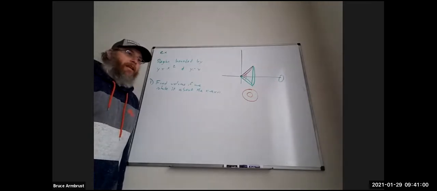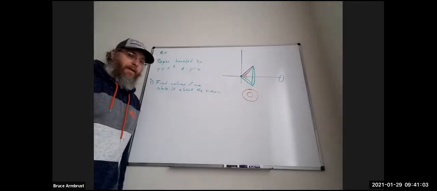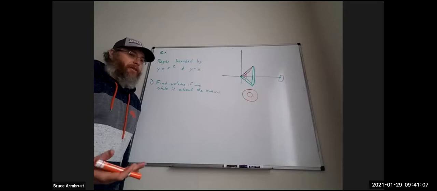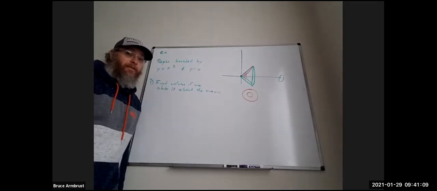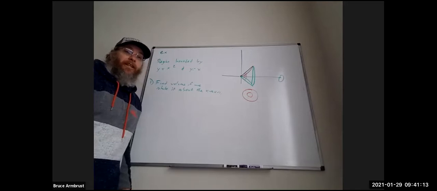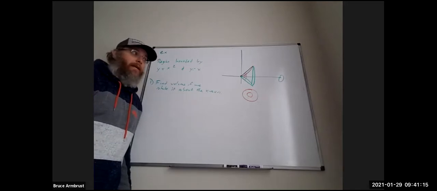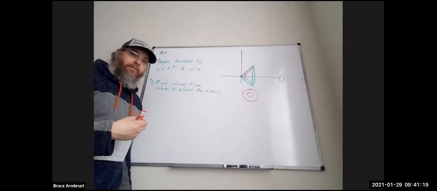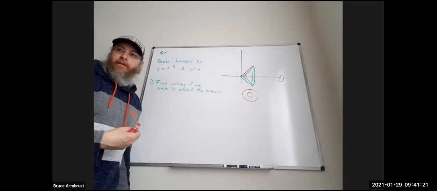Mathematicians actually call this the washer method. But it's really the same thing that we were doing before. It's just now there's a hole. So we're going to do exactly what we just did, where we take the bigger circle and subtract the smaller circle.